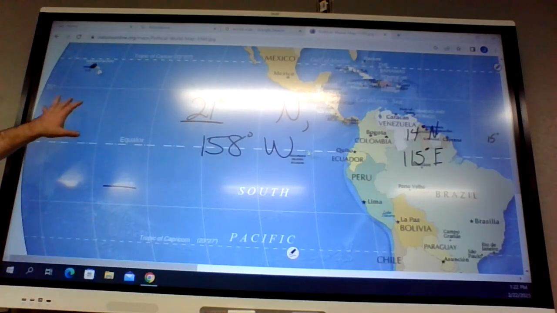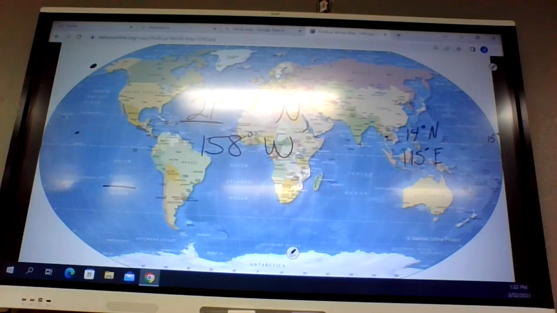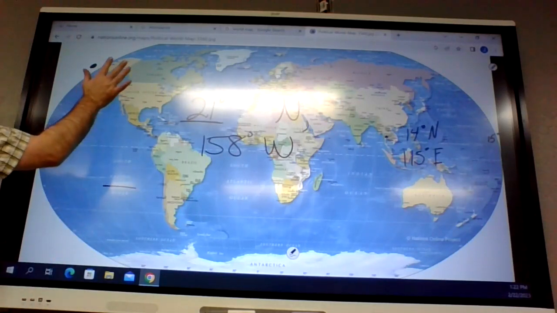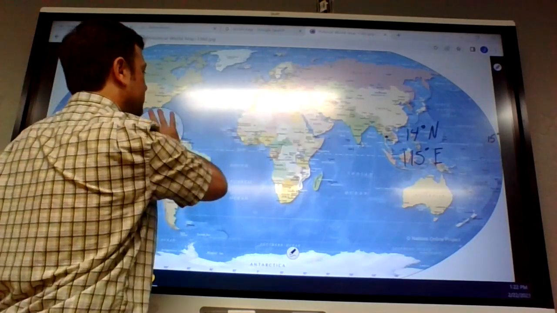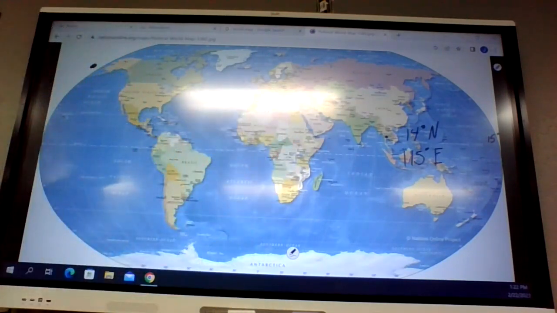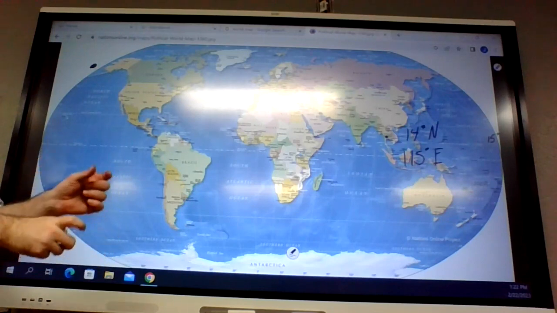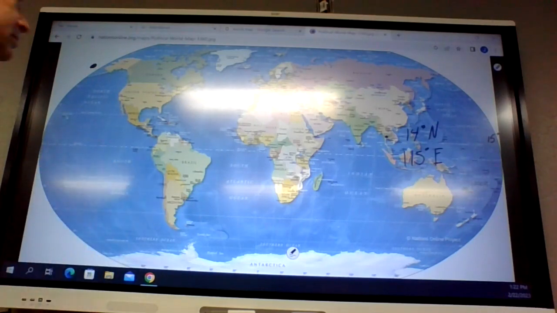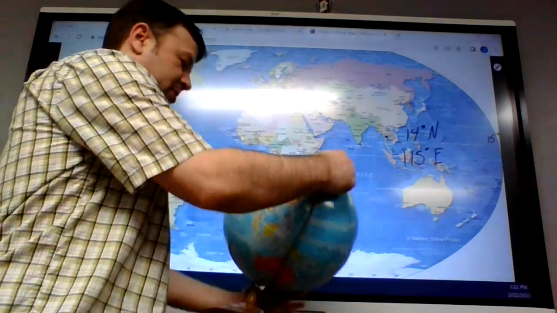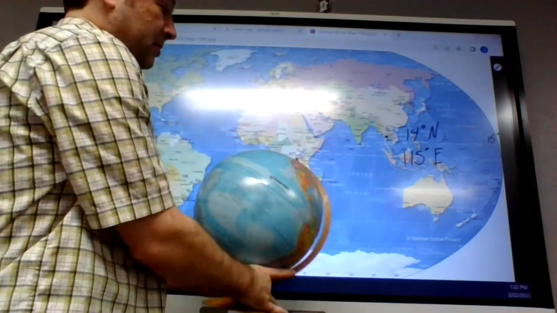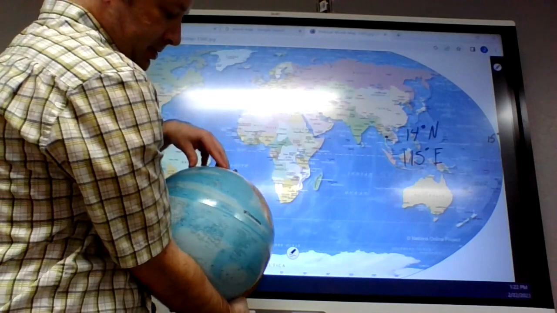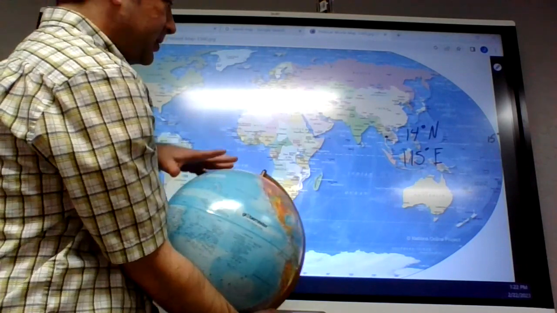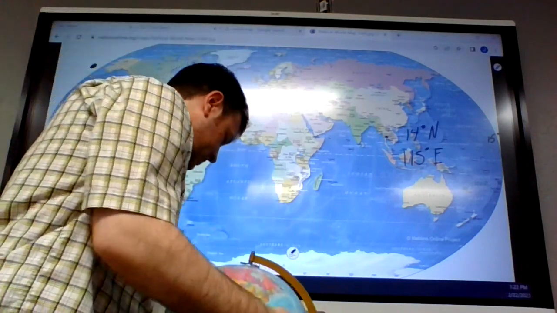I thought Hawaii is like next to Alaska. Alaska is really far away, actually. Because on the map, they don't fit, so they have to stick them in the corner. But here's the globe. There's Hawaii, there's Alaska. They're like 1,000 miles away.